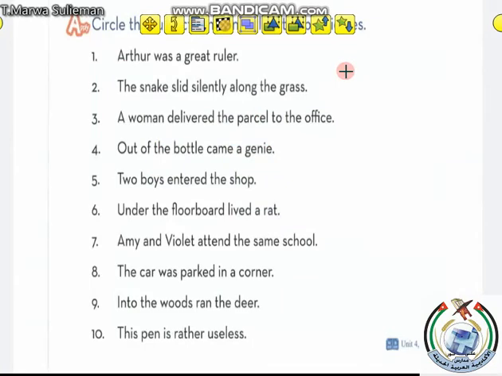Now my students, here we have an exercise. Circle the subject and underline the predicate. Circle the subject and underline the predicate. Number 1. Arthur was a great ruler.